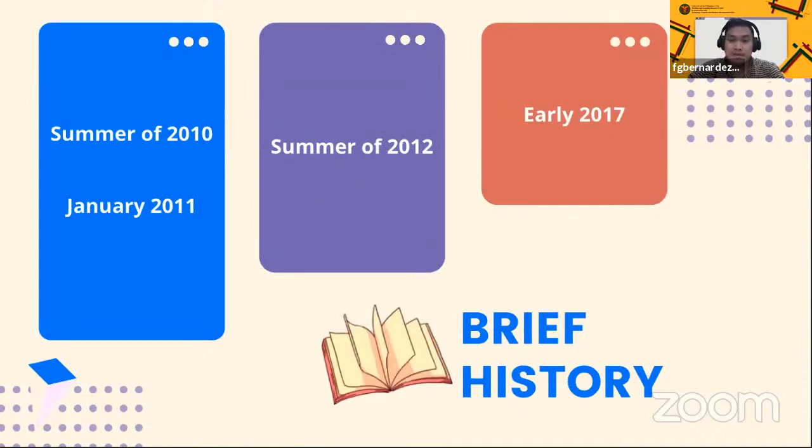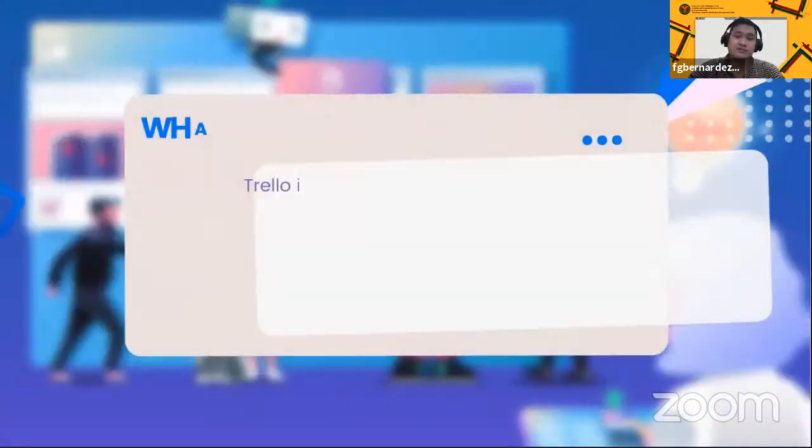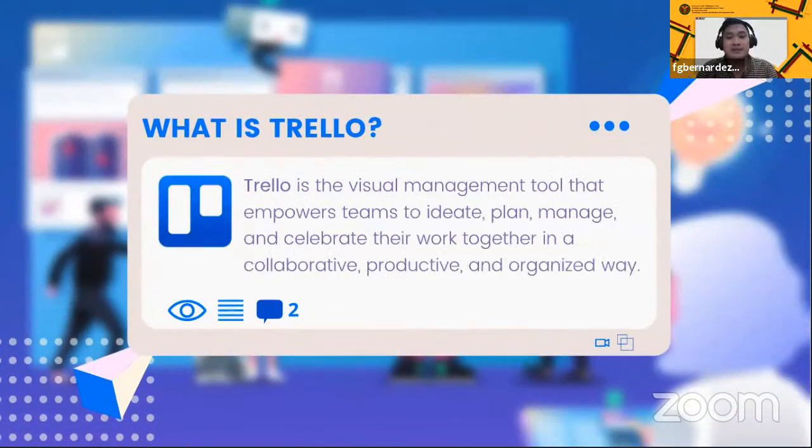Okay, so what is Trello? Based on their website, Trello is a cloud-based project management tool that empowers teams to ideate, plan, manage, and celebrate their work together in a collaborative, productive, and organized way.